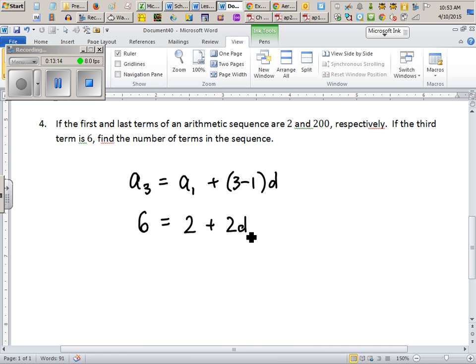Okay, what did this tell you? I'm getting d equals 2, what does that mean? The terms increase by 2 each time. Okay, good. How did you find the number of terms in the sequence? I put, since 200 is the last term, I put 200 is equal to 2 plus n minus 1 times 2.